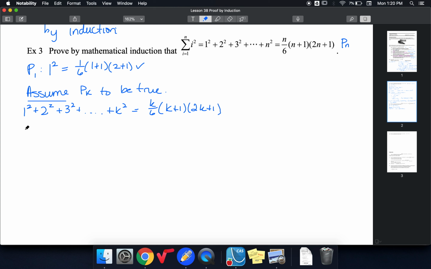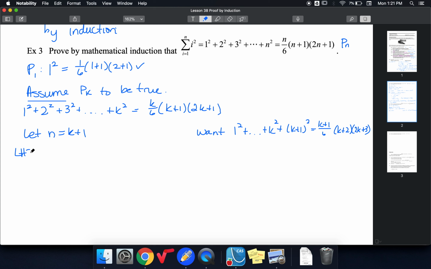And now we're going to let n equal k plus 1. So what we want, I'm always going to think about what I want over here on the side: 1 squared plus ... plus k squared plus k plus 1 squared equal to k plus 1 over 6 times k plus 2 times 2 times k plus 1 plus 2. Well, that's going to be 2k plus 3. So this is what we want.